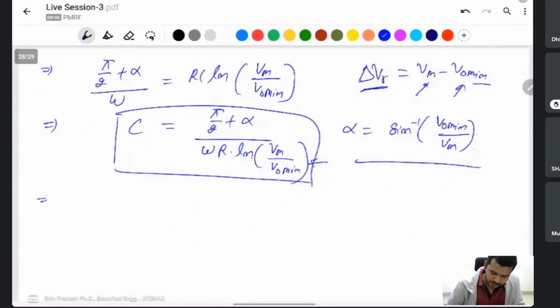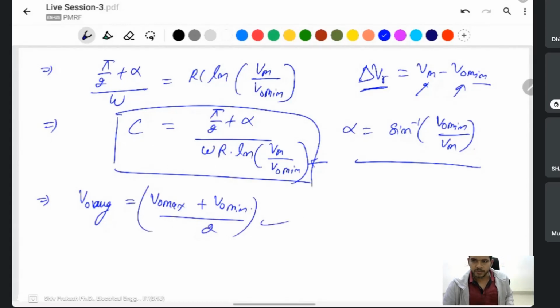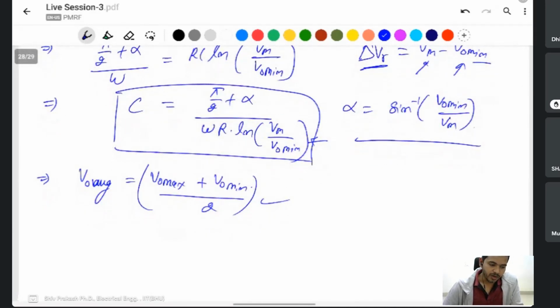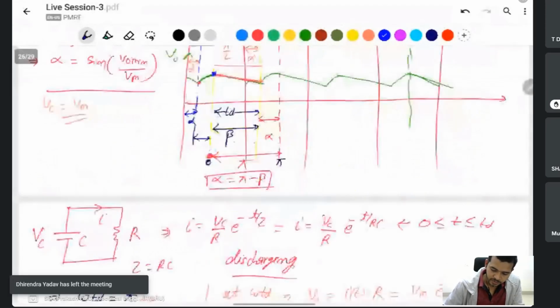For the average output voltage calculation, as an approximation you can take V output maximum plus V output minimum divided by 2. This is not much change, approximately the same value of the output voltage. And if you want to find the actual value, then you integrate this and find the average from here to here.